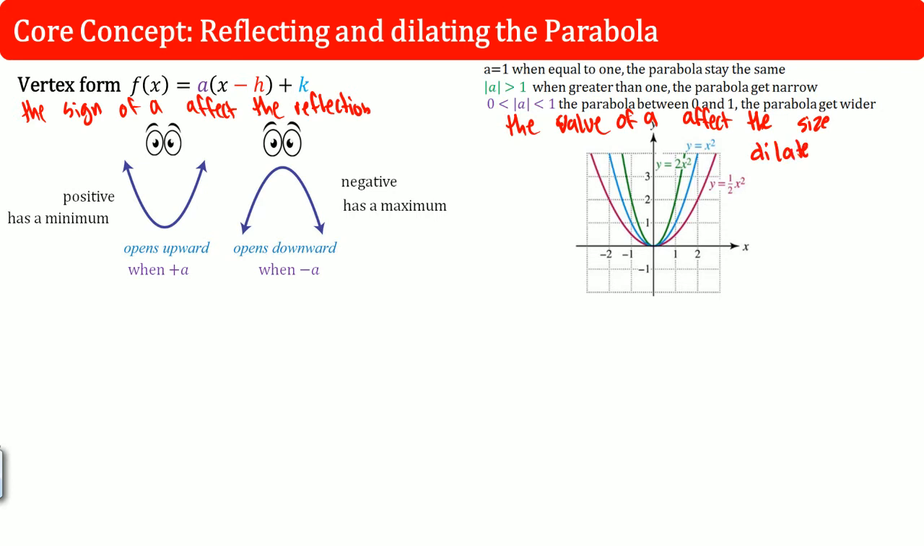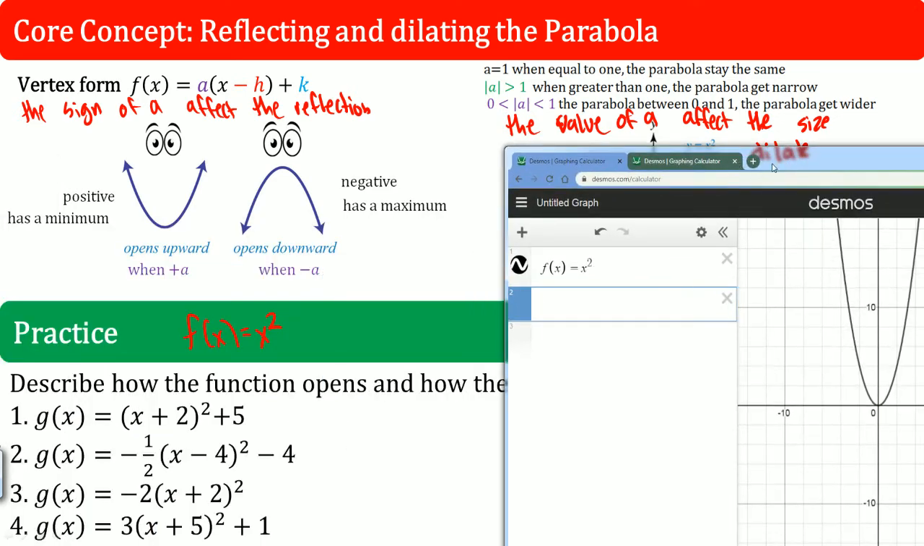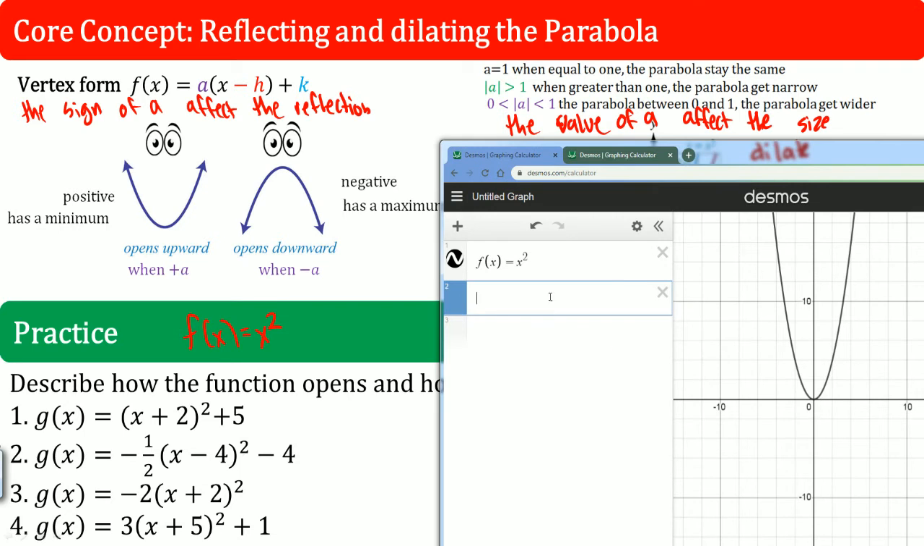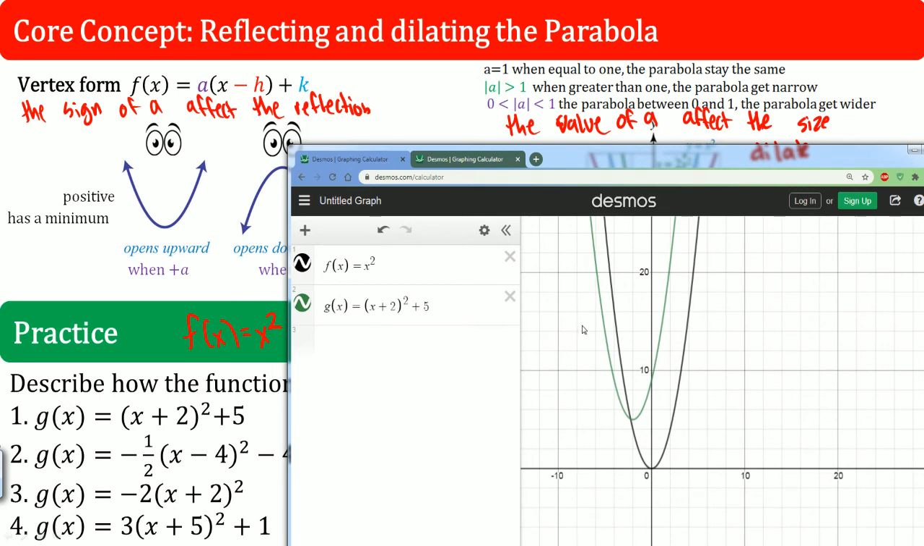So these are your 4 problems, and you're going to compare each to f of x equals x squared. You're going to see how it opens. Let's take a look. So the first one, we know that f of x is x squared. That's how it looks, the parent function. For the first one, g of x is (x + 2) squared + 5. Wow, that opens upwards, and it looks like it's the same shape as well.